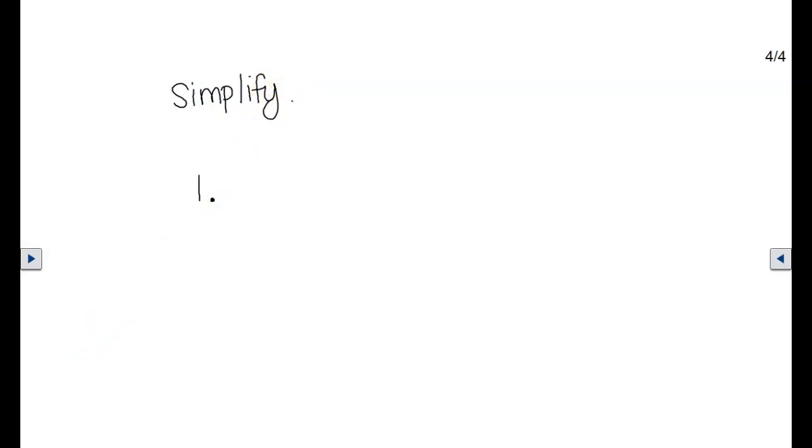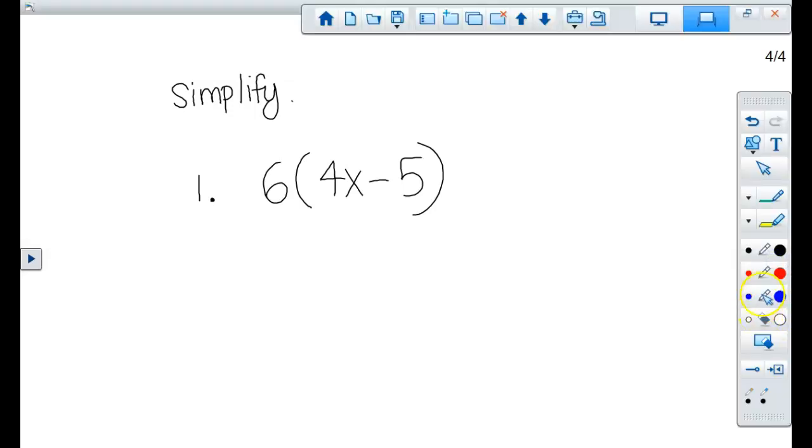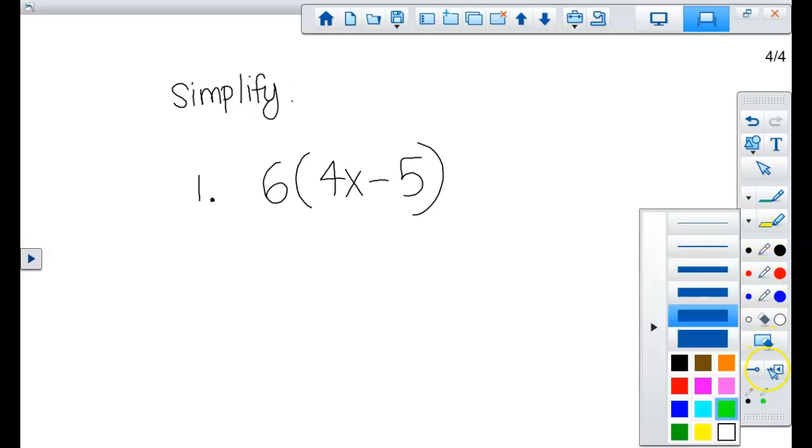All right, so here's the first problem we're going to simplify. We're going to do 6 times, in parentheses, 4x minus 5. So we're going to simplify this expression. Step 1 is to distribute if necessary. On this problem, it is definitely necessary for me to distribute because I see parentheses and I see a number 6 being multiplied by a group.